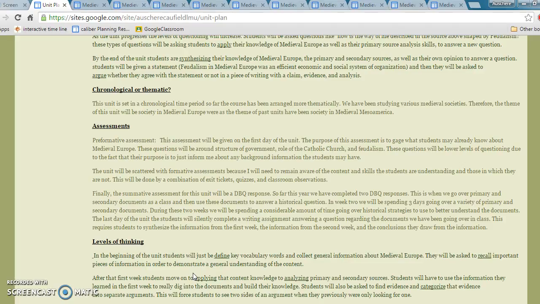the summative for the unit will be a document-based question response. We've done 2 so far this year, and what we do is we go over primary and secondary sources in class for about 2 or 3 class periods, analyze them, pull out evidence, and then the test is me giving them a document-based question, and they have to use the sources we've been going over as a class to answer this question in a response that has a claim, evidence, and analysis. So it's a very structured response, and we're working on getting better at those.